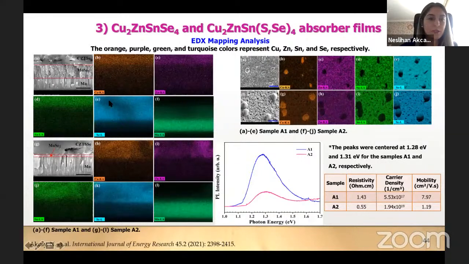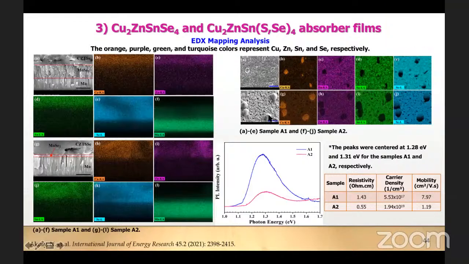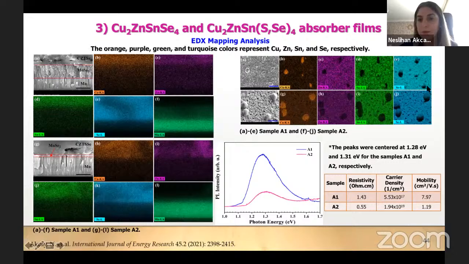Here you see the EDX mapping analysis of the films. You can clearly see these rounded shape structures on the surfaces correspond to copper selenide secondary phases.